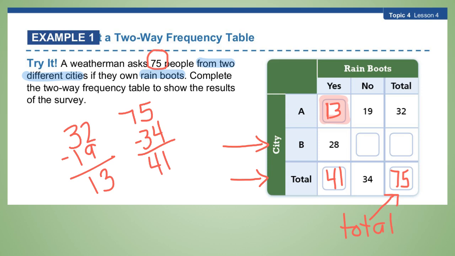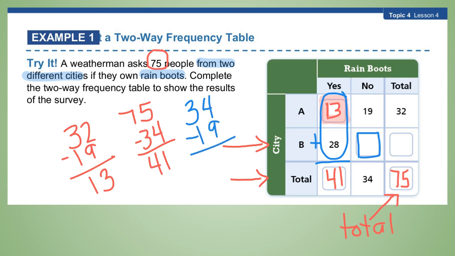Now, if you are catching on to this, you're going to notice that I also could have just taken 13 plus 28 and still gotten 41. So there are some redundant ways for you to find this information. All right, let's do our B city no's. Well, 34 total no's. 19 of them are from city A, which I think is going to leave us with 15 no's from city B.